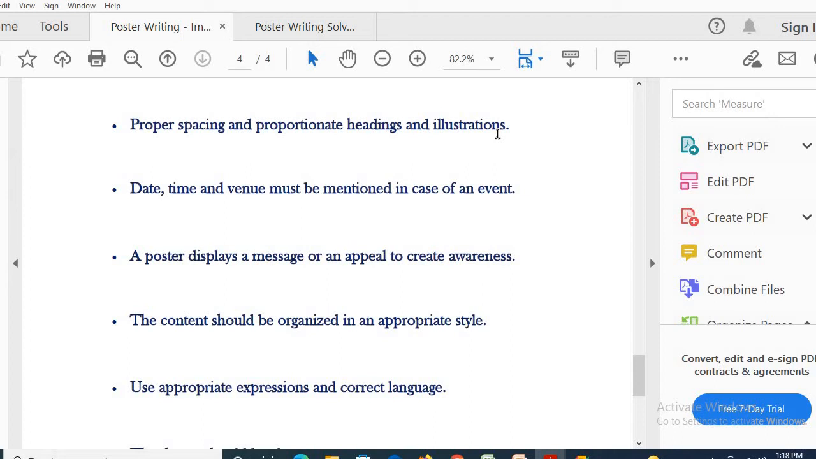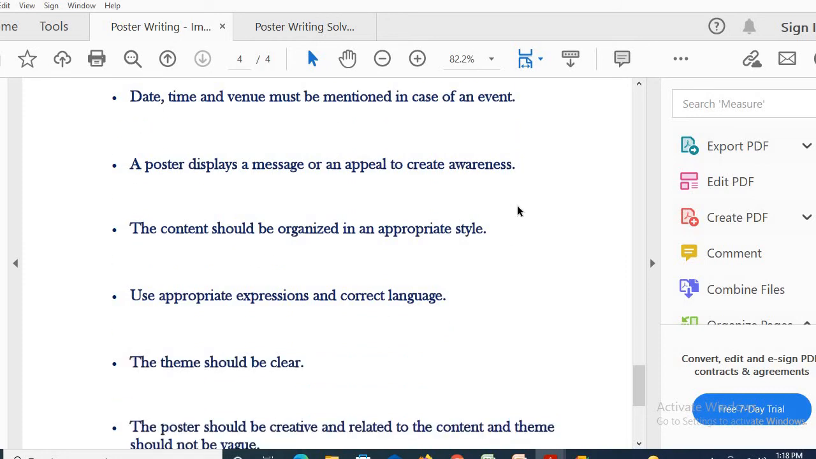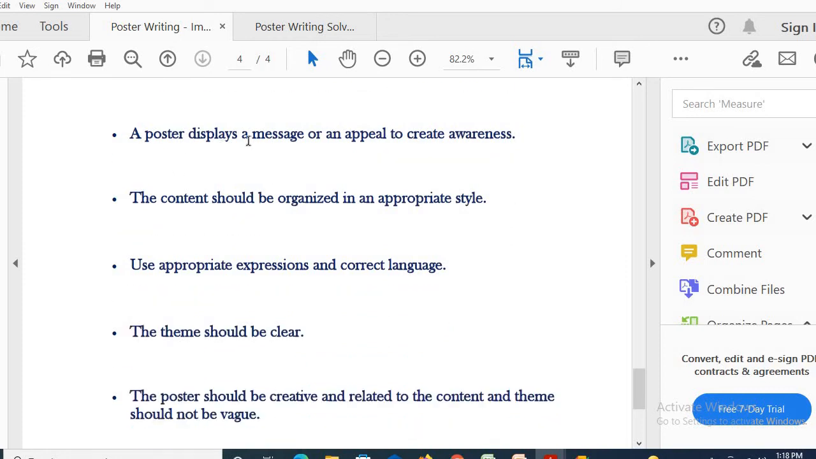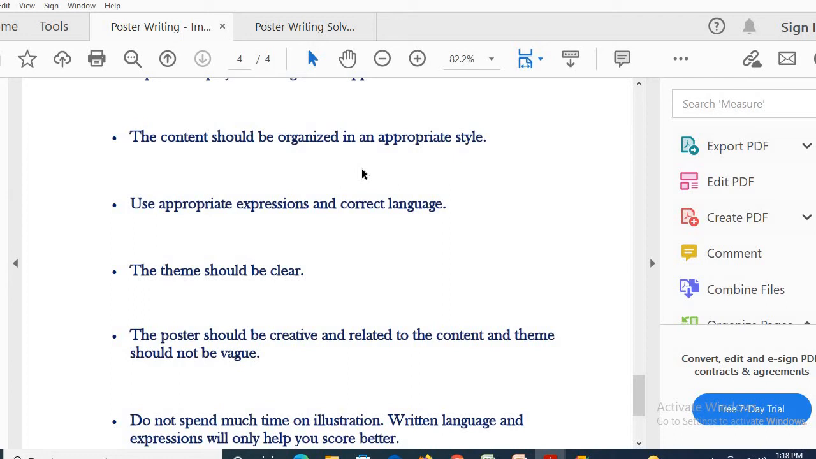You have to make it visually attractive, as already I mentioned earlier. Date, time and place must be mentioned. In case of an event, it must be mentioned properly. A poster displays a message or an appeal to create awareness. Yes, a poster displays a message or an appeal also to create awareness. The content should be organized in an appropriate style.